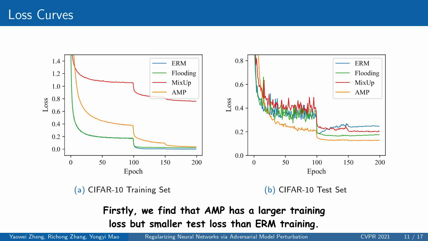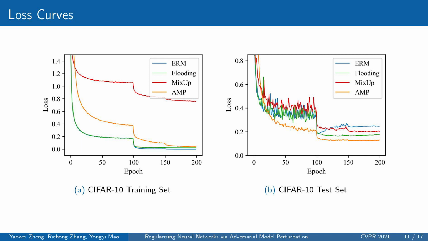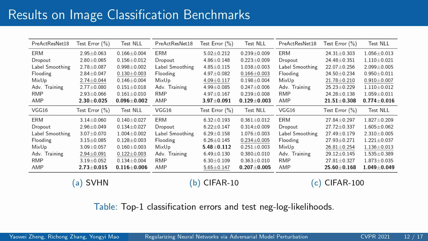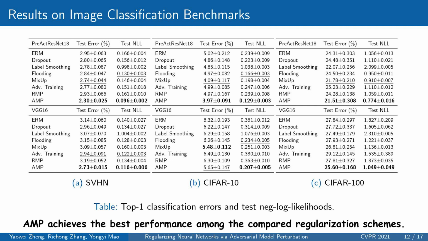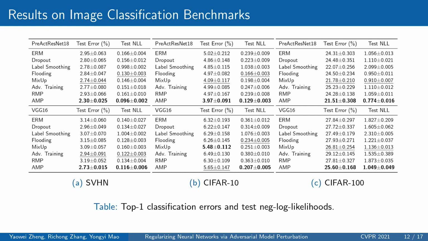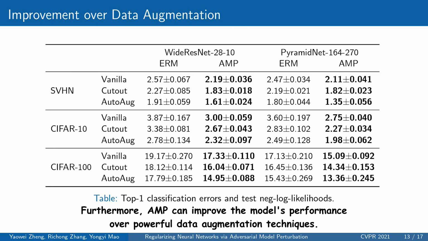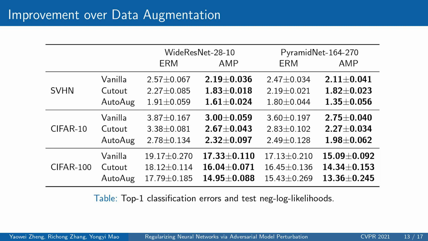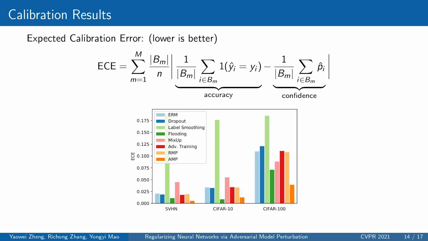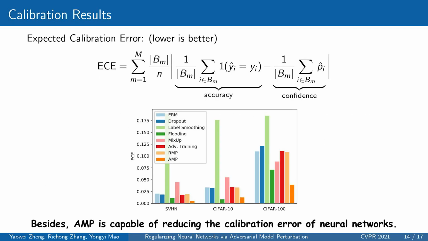Firstly, we find that AMP has a larger training loss but smaller test loss than EM training. On three image classification benchmarks, AMP achieves the best performance among the compared regularization schemes. Furthermore, AMP can improve the model's performance over powerful data augmentation techniques. Besides, AMP is capable of reducing the calibration error of neural networks.